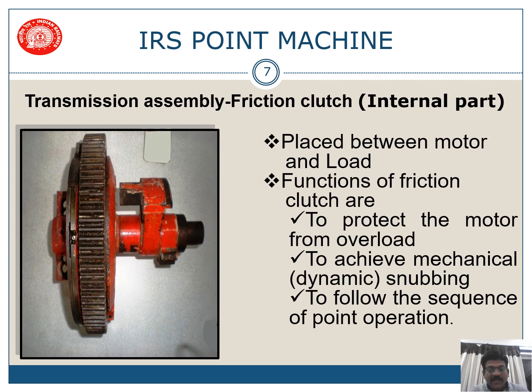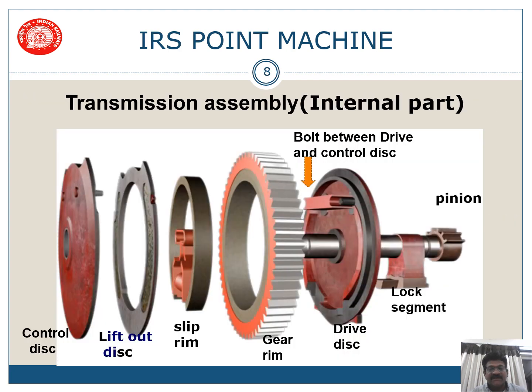अगर इस पार्ट को हम ओपन करेंगे तो किस तरह से वो दिखेगा आपको. Let us see that one. So this is how the friction clutch internally is available. This is your control disc. This is your lift out disc. This is your slip rim. ये slip rim इसके अंदर रहेगा.